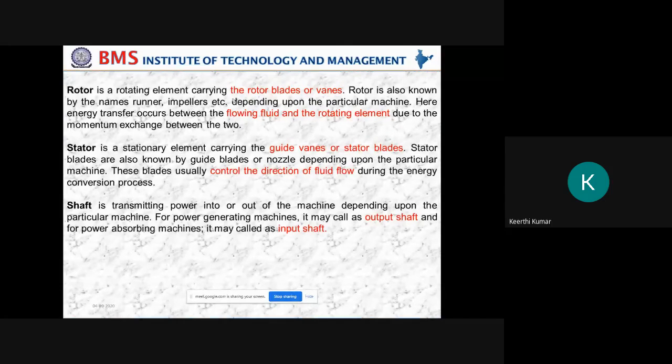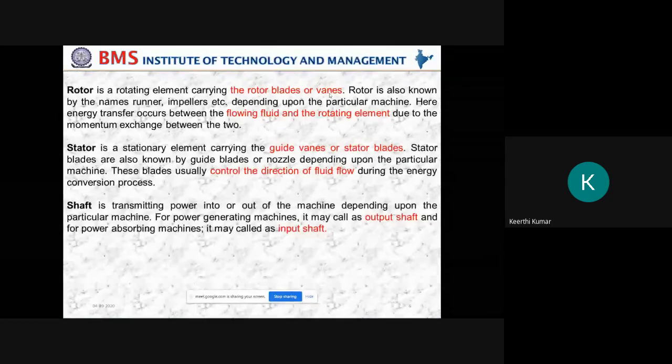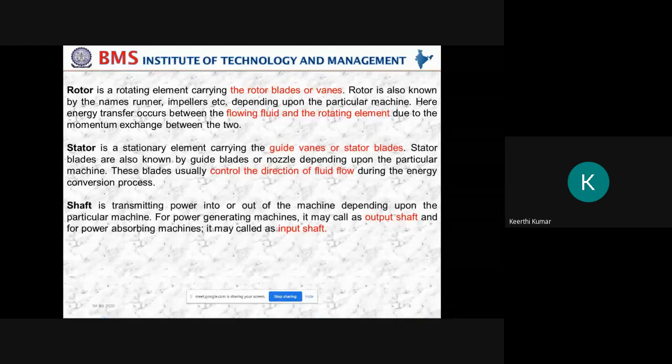Remember. Next. That depends upon the particular machine. When we will call it as blades, when we will call it as buckets, when we will call it as impeller, that depends upon a machine. For example, if it is a fan, what we will call? We will call it as a blade. If it is a windmill, we will call it as the blades of windmill. If it is a turbine, we will call it as buckets. Like that. Depending upon that particular machine, we will name whether it is a blade, vanes, impeller or runner.